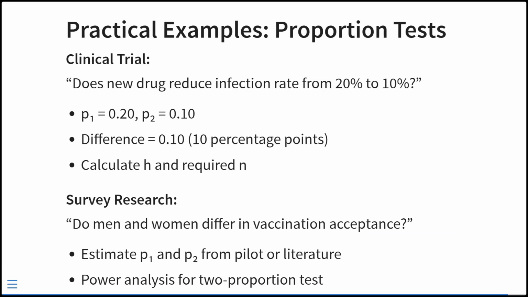So, practical examples of proportion tests. Does a new drug reduce infection rate from 20% to 10%? You can see your P1 is 0.2, your P2 is 0.1. So the difference is 0.1, this minus this. You calculate your h and your required N using the formula, though you can use R for this, you don't need to calculate the formula manually. Another example: do men and women differ in vaccination acceptance? Estimate P1 and P2 from a pilot or literature, then use your power analysis for two proportion tests.